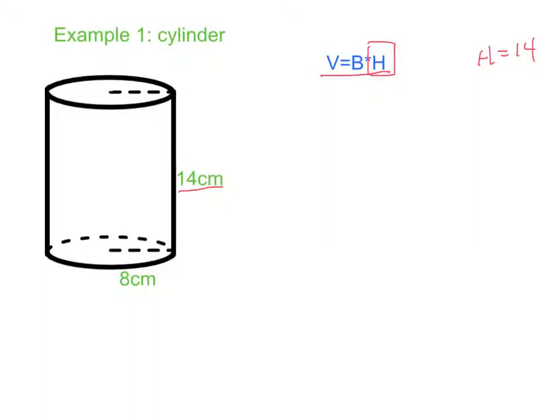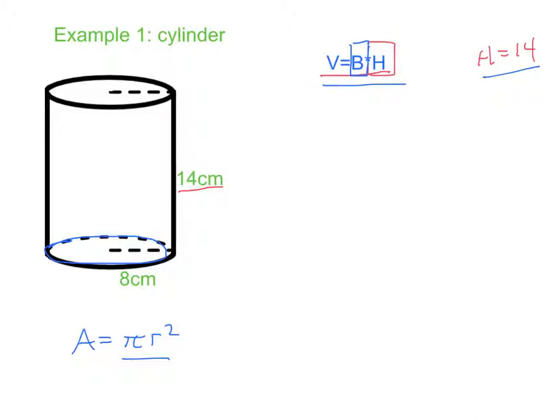All right. Now, B is a little bit trickier. B is the area of the base. Well, what's the base? It's a shape, right? And the base here is a circle. So we need to think back to the area of a circle. Now, do you know what that is? Well, it equals pi r squared. Okay? So we're going to take this, and we're going to plug it into our original equation. All right?